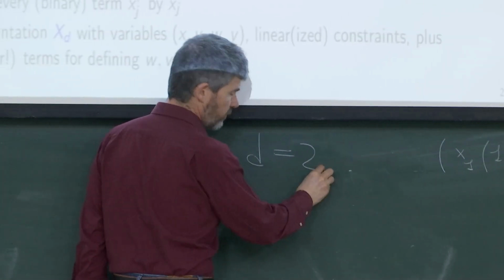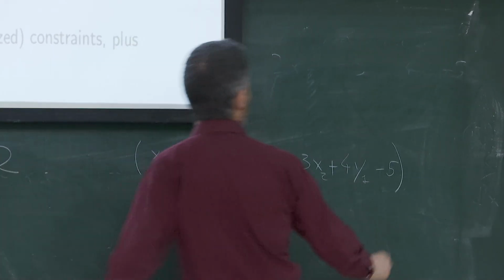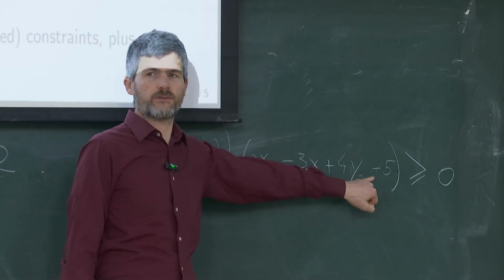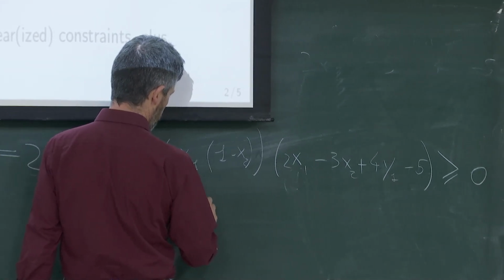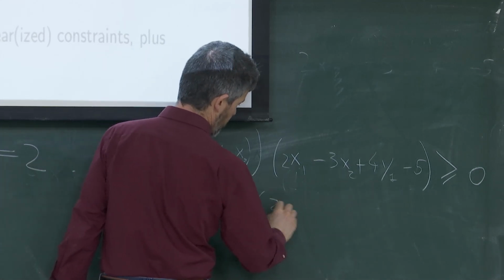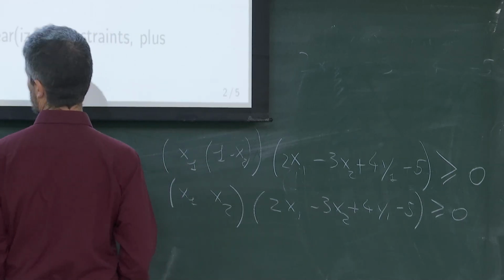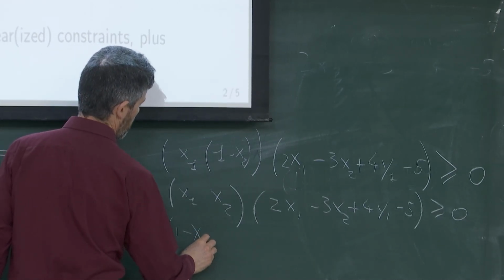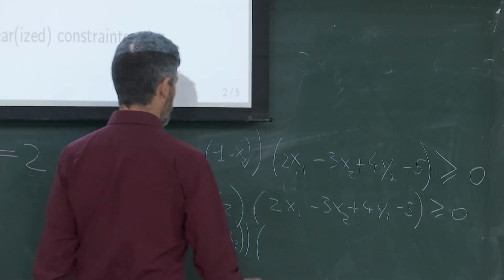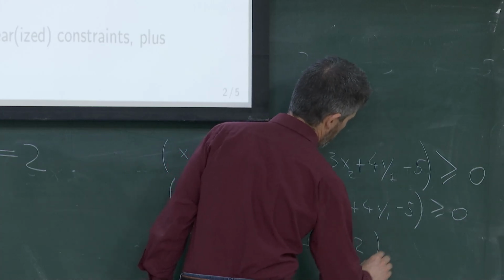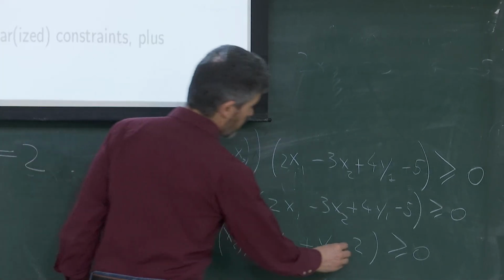So for a choice of d equals 2, that is the degree that we choose to multiply by, this is the first constraint, and I have it greater than or equal to 0. I just moved the minus 5 inside. I can do it for a lot of other terms. I could do x1 times x2 times the same, 2x1 minus 3x2 plus 4y1 minus 5 greater or equal than 0. Let's try something with the second constraint. So let's try 1 minus x1 times x2 times the second constraint, which is x1 plus y1 minus 2 is greater or equal than 0. I'm sorry? Yes, less 2, yes, so plus 2 here. Thank you.